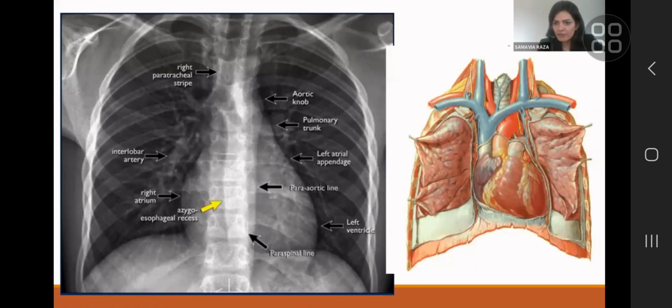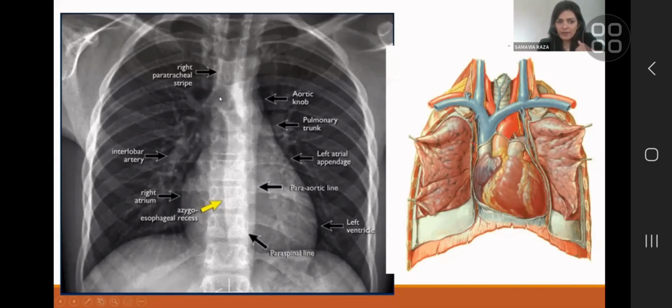The exact thickness of the paraspinal line is insignificant. If it's smooth and regular, and if it's even a bit thicker than this, it's still normal. What is abnormal is if you look for lobulation of it. You want to see if it's lobulated on both sides, or lumpy or curving outside. That's the pathological bit. For the azygoesophageal recess, it is a normal structure.